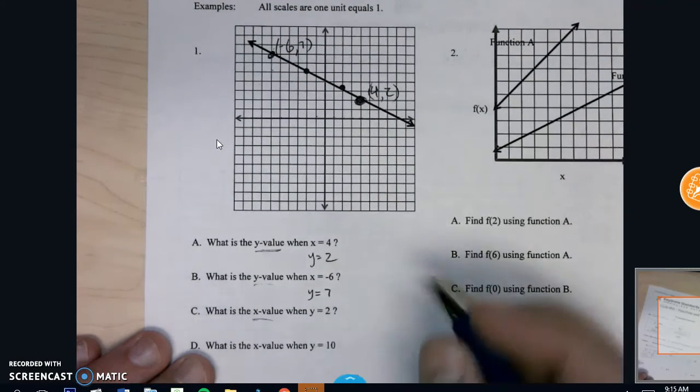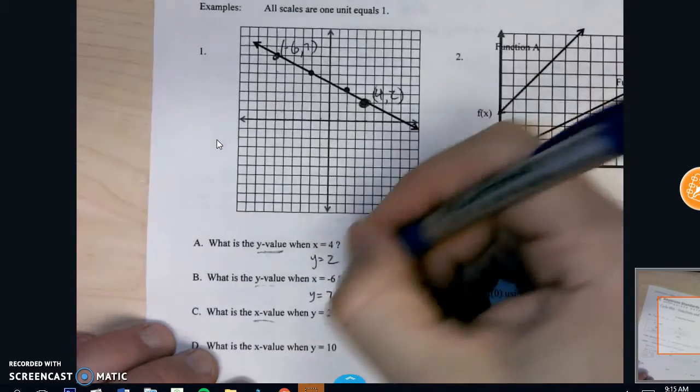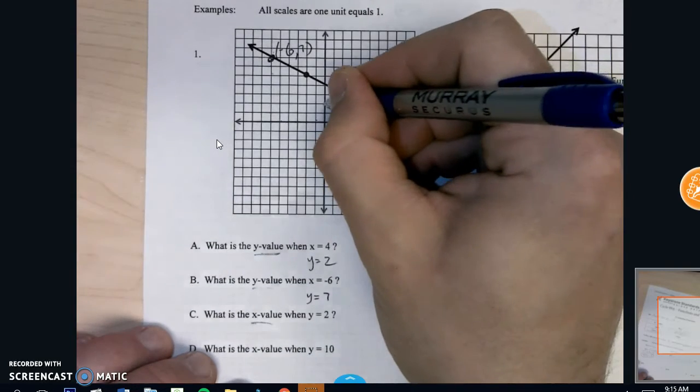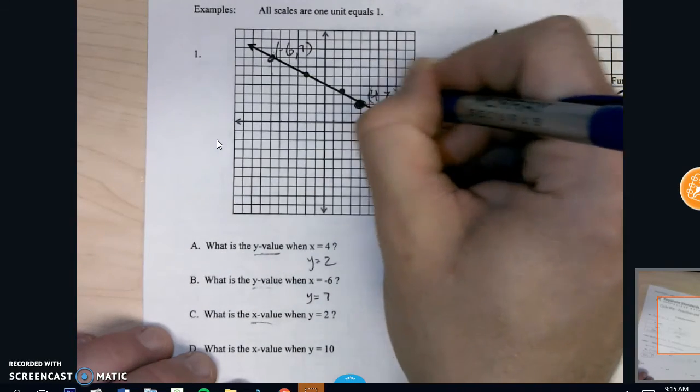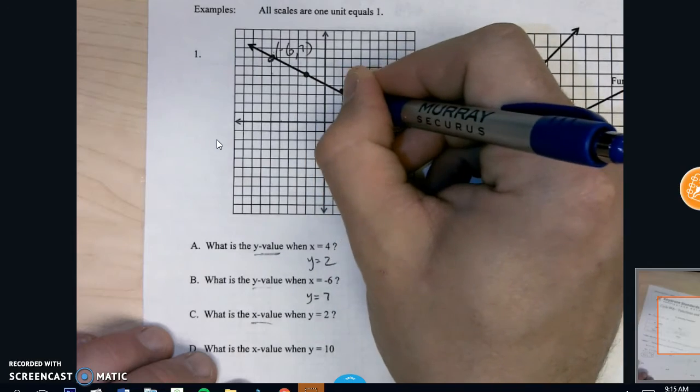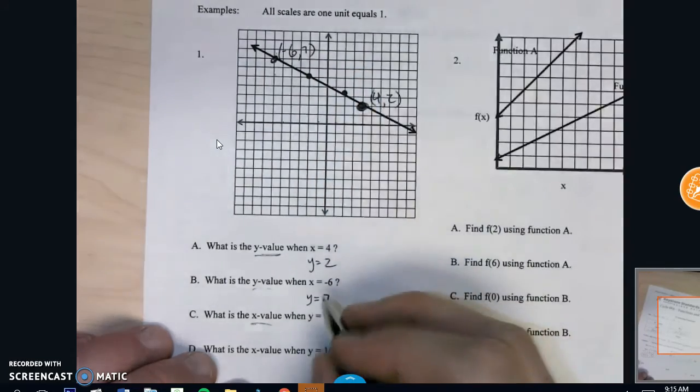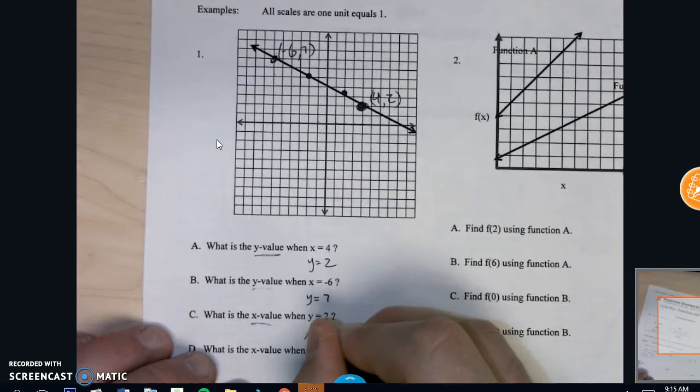What's the x value? So now we're going to reverse this. I'm going to find my y equals 2, and I'm going to find where this line would intersect. So 1, 2, 3, 4. And it looks like we got the same one as up here, so x is equal to 4.